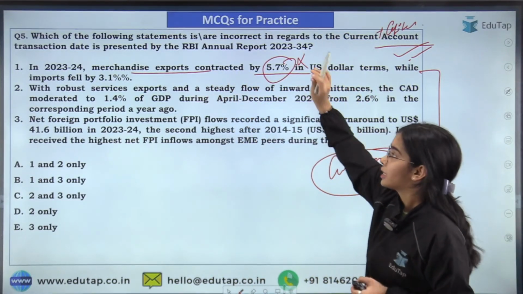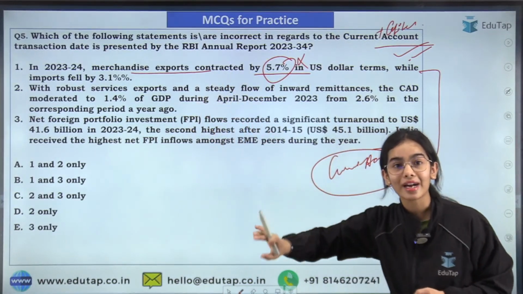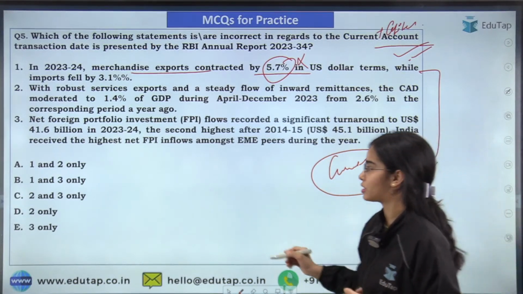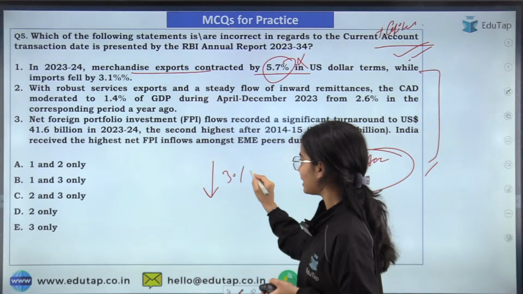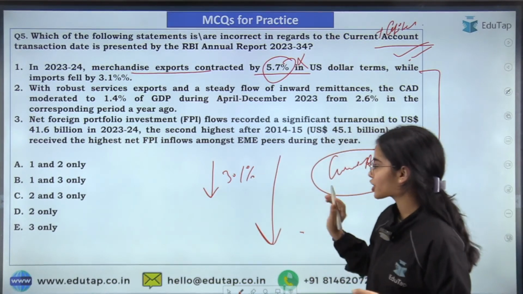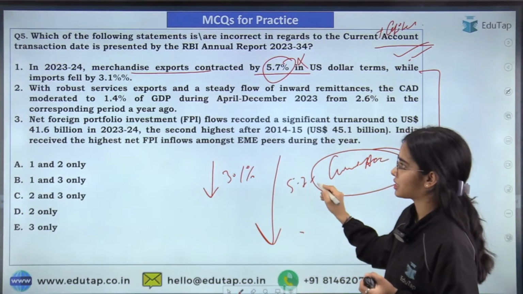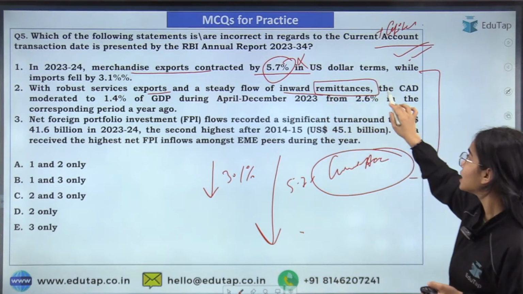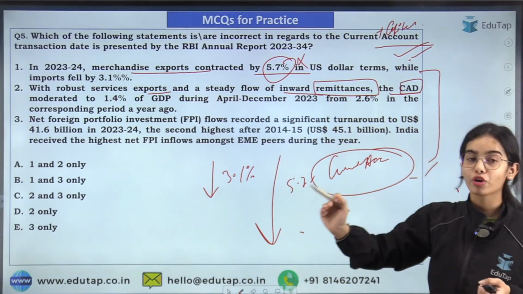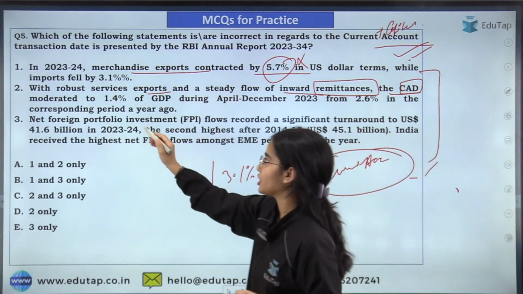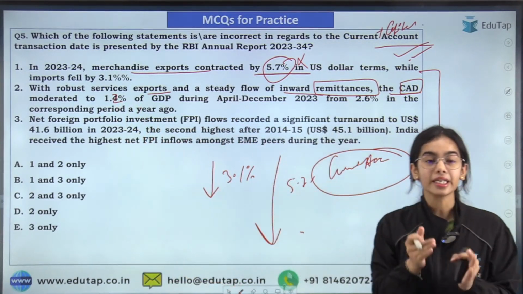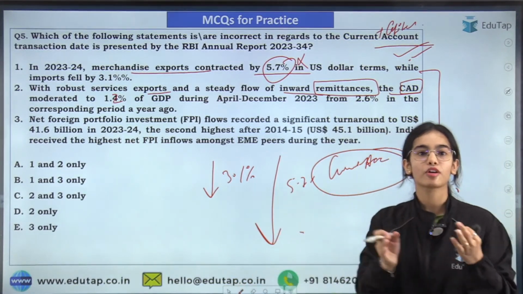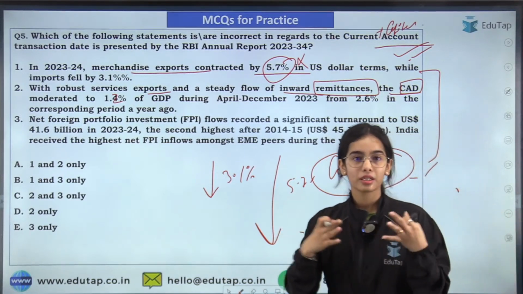So no, the merchandise exports have contracted by 3.1%, while the imports have contracted by 5.7%. So the exports have contracted by a lesser percentage as compared to the contraction in the imports, which is by a higher percentage. With robust services exports and a steady flow of inward remittances, the current account deficit has moderated to 1.2% of the GDP, as compared to 2.6% of the GDP in the April to December period that we compare.